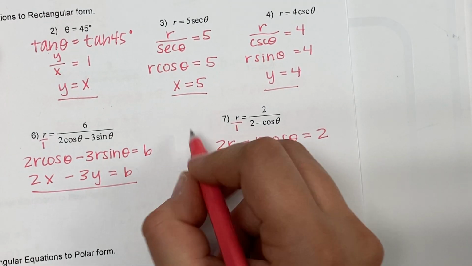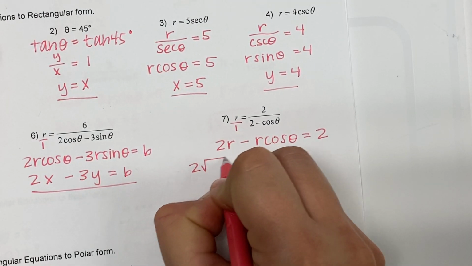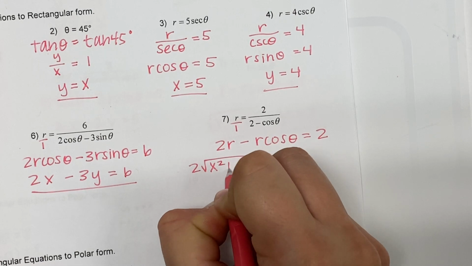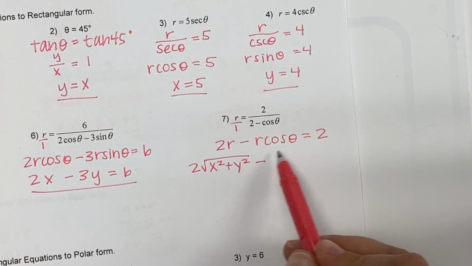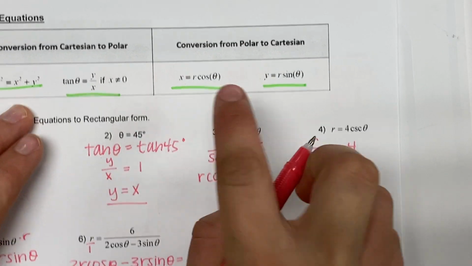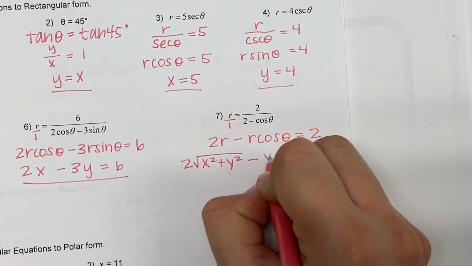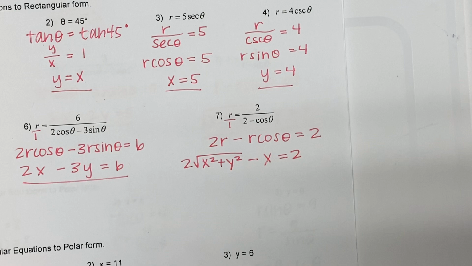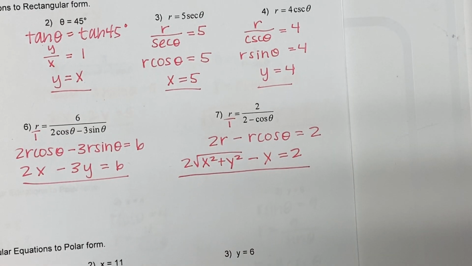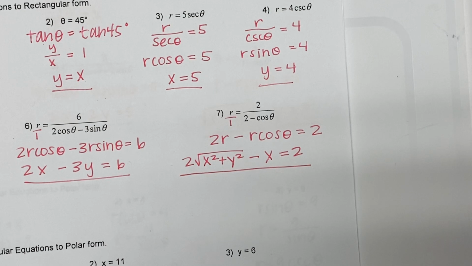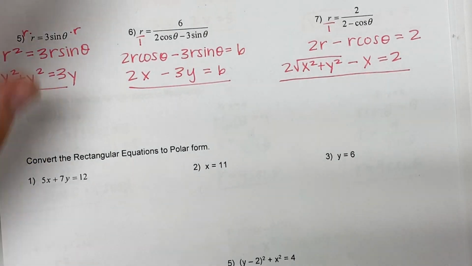Okay, well, r by itself is the square root of x squared plus y squared minus r cosine theta, we know from here, is just x equals 2. Now this isn't pretty, but all the r's and thetas are gone, so we're done. So that's how you go to polar from rectangular. Let's do the other way. Let's go from rectangular into polar.